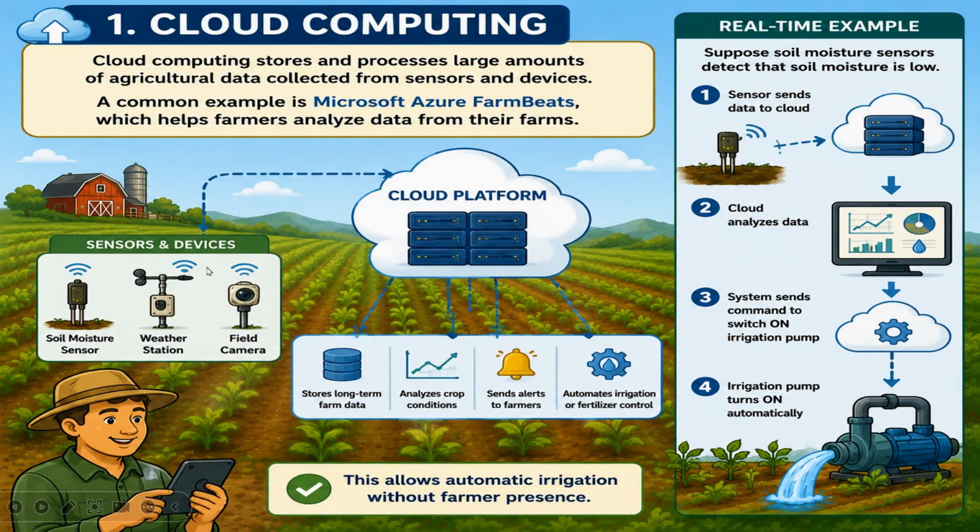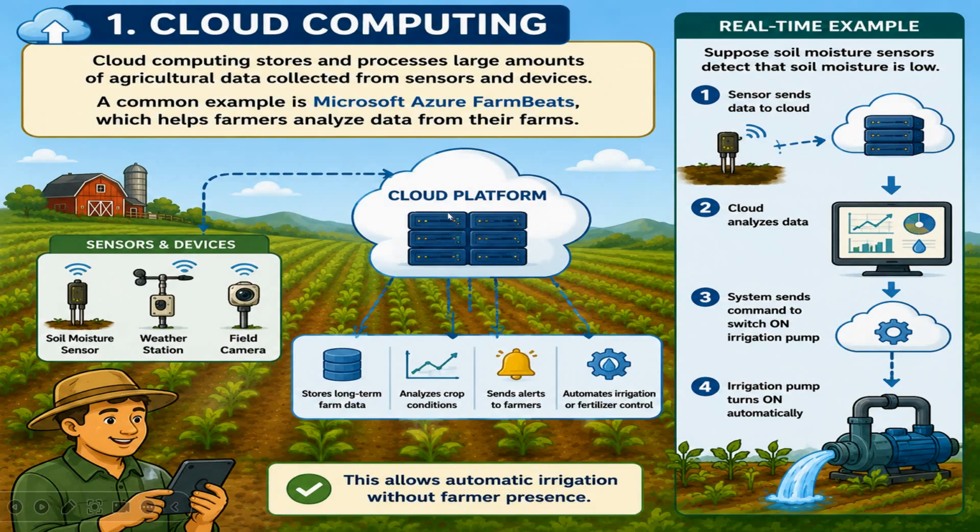Here in this image you can see how cloud technology helps the farmers store, process and analyze large amounts of farm data collected from the sensors and the devices. Now here you can see there are different devices such as the soil moisture sensor, weather station, and field camera, which collect information from the agricultural field. And these devices continuously monitor the soil conditions, weather, crops and crop health.